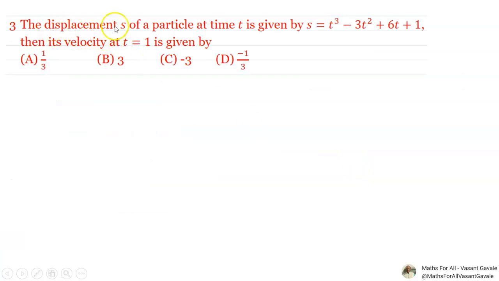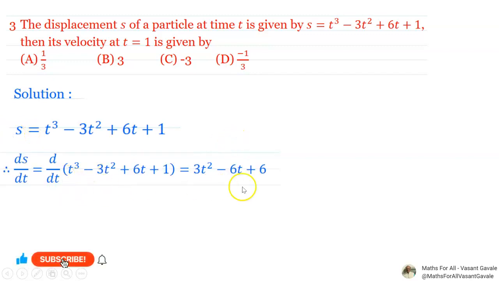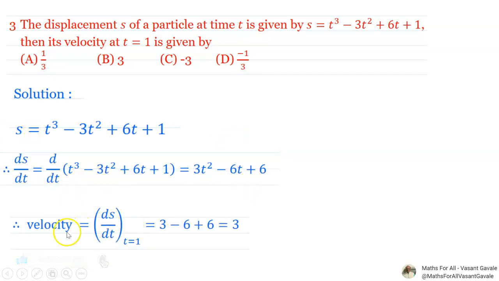Next example, the displacement s of a particle at time t is given by s is equal to t cube minus 3t square plus 6t plus 1. Find its velocity at t is equal to 1. Okay. Now s is equal to this, differentiate this with respect to t. Now here we have the velocity ds upon dt at t is equal to 1. Substitute the value t is equal to 1, then you have here that is equal to 3. What we wanted to find out was the velocity when the time t is equal to 1, and that is equal to 3, and hence option B is correct.